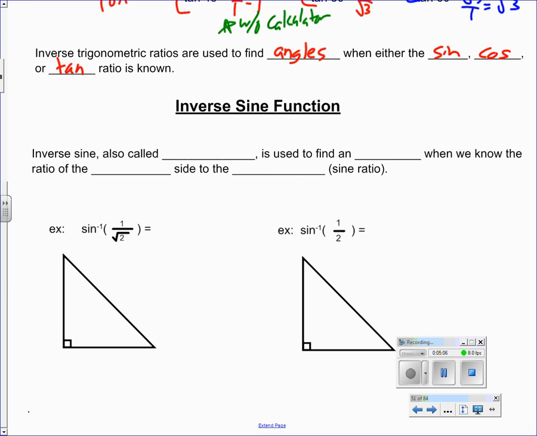There's three inverse trig functions we'll talk about. First one is inverse sine. So the way we write these inverse functions is we use a -1 superscript. So sine inverse is how we write that. The -1 represents the inverse. So inverse sine is also called arc sine. We use this to find an angle if we know the ratio of the opposite side to the hypotenuse. So we know the sine ratio.